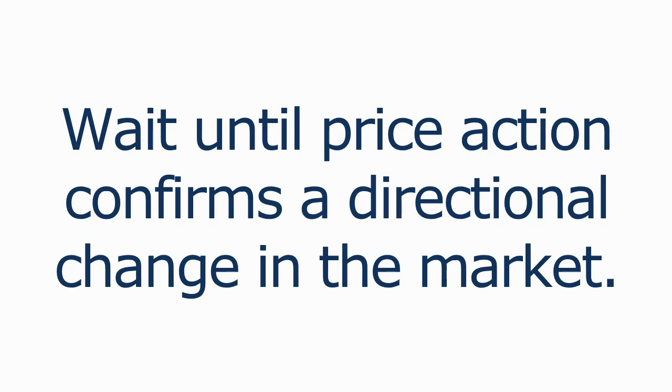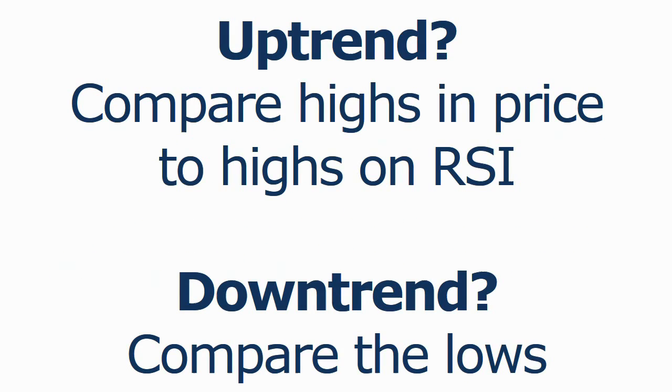And now divergence, and this was probably the first introduction to the RSI back in '78. Quite simply, we're looking for the indicator to diverge from price. So if the market's in an uptrend, we're comparing highs in price to the highs in the RSI. If it's a downtrend, we compare the lows.